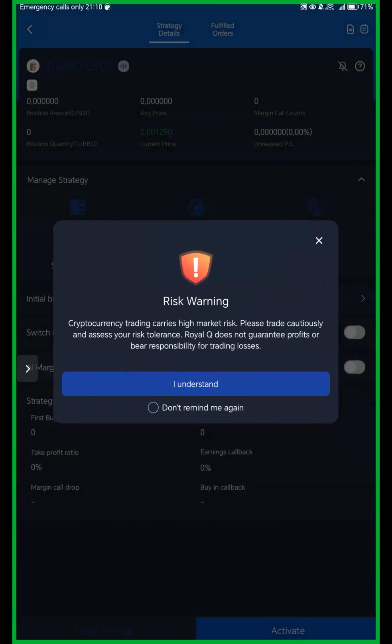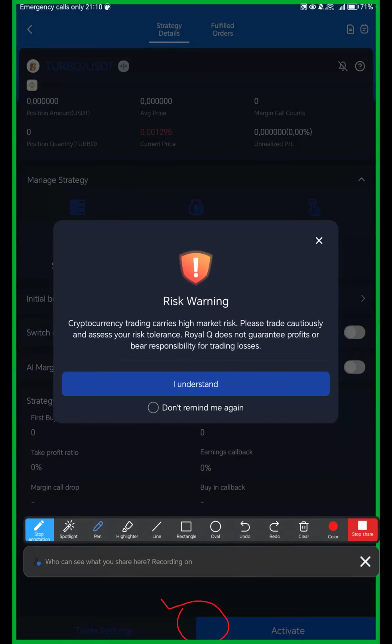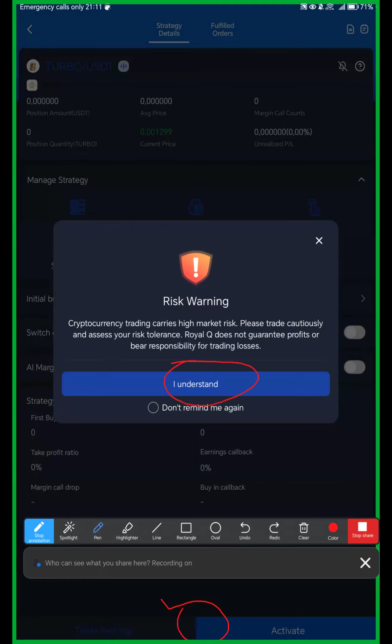So you're going to tap on create. Okay, so when you tap on create, you are going to receive a warning, because remember, cryptocurrencies are risky to trade. So RoyalQ is going to give you a warning like this. Someone who is new will be thinking, should I continue with this? Look at what this robot is telling me. Okay, so this is a warning. So you just tap that you understand so that you can continue.